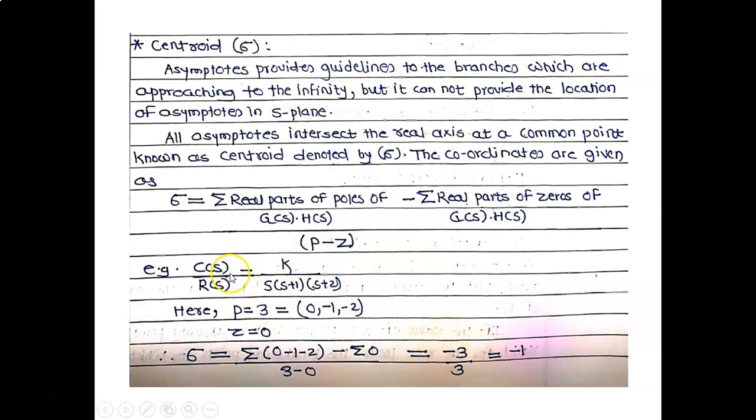Now again consider this equation, C(s)/R(s) = K divided by s into (s + 1) into (s + 2). Here P = 3 and Z = 0. Therefore, sigma is the summation of real parts of poles. These are all real values: 0, -1, -2. Therefore, take the summation of 0, -1, -2 minus the summation of real parts of zeros. The number of zeros is 0, therefore the summation is 0, divided by P - Z, with P = 3 and Z = 0. Therefore, -3 divided by 3, which is equal to -1. Therefore, the value of the centroid sigma is -1.